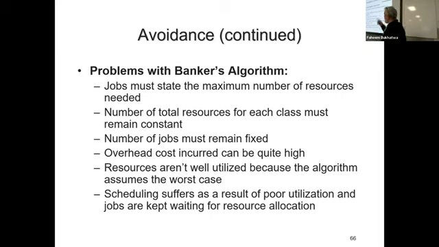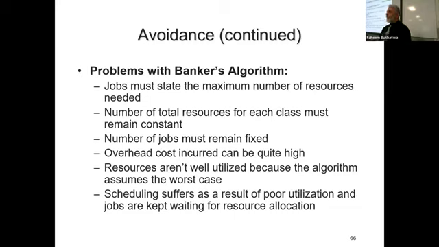First, all the jobs need to tell us in advance what resources they need. Some jobs don't know what resources they need. Or to be on the safe side, they say they'll give you even more resources than they need. And the number of total resources for each class must remain constant.